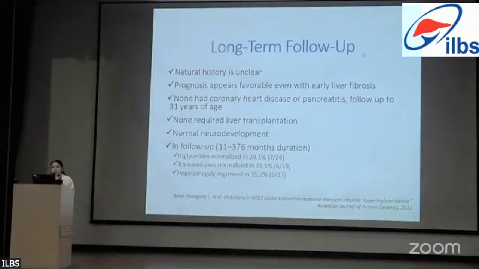On long-term follow-up, natural history is still unclear. Prognosis remains mostly favorable even when the patients have early liver fibrosis. Up to a maximum follow-up of 31 years of age, none of these patients had developed coronary heart disease or pancreatitis despite elevated triglyceride levels. None has required liver transplantation, and all the patients have been described to have normal neurodevelopment.